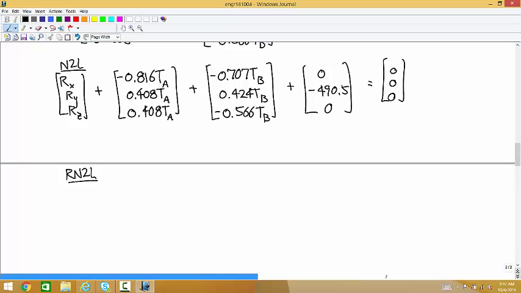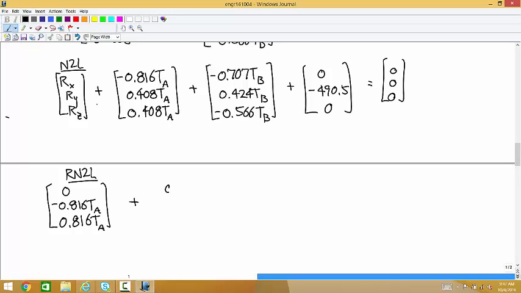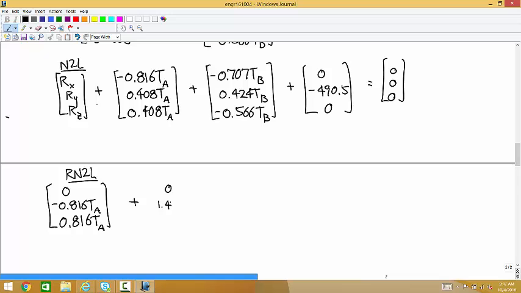And then the moment equation says 0, negative 0.816 TA, positive 0.816 TA, plus 0, 1.42 TB.